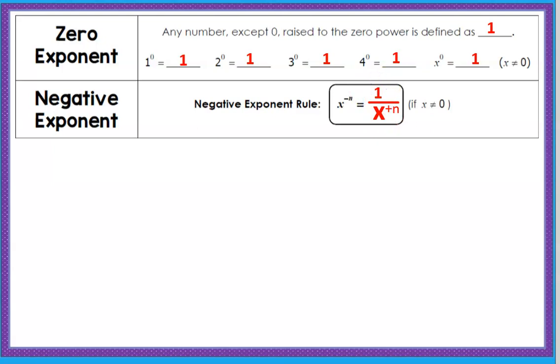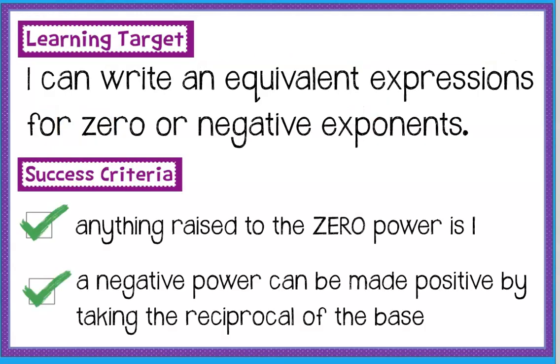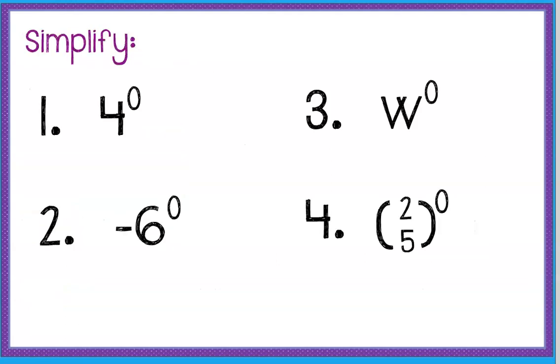All right, get your scrap paper handy. Let's try a few examples here. Remember, your learning target is that you can write equivalent expressions for 0 exponents or negative exponents. Hopefully you jotted down these rules or you remember them. You can always pause the video or rewind it if you need to come back to the screen. Here are your first 4 examples. Pause the video and try to write them by simplifying using the rule you learned.